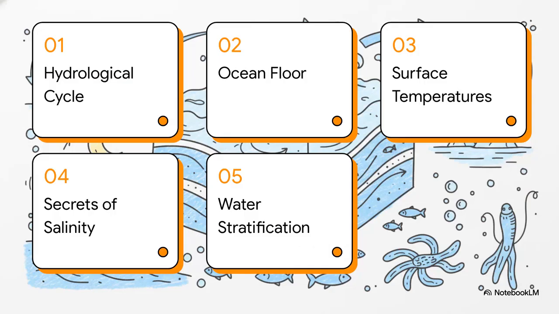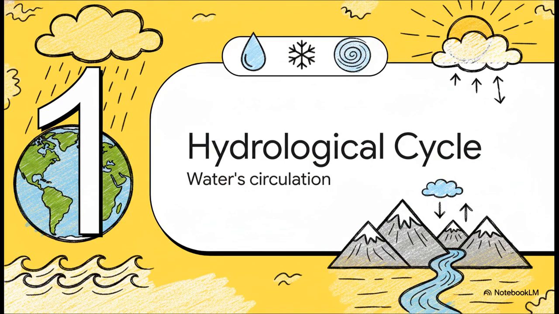Okay, let's dive right into this. Here is our map for today's descent. First, we'll look at the hydrological cycle, then uncovering the ocean floor, ocean surface temperatures, the secrets of salinity, and finally, deep water stratification. All right, starting at the very top, Section 1, the Earth's hydrological cycle. Let's look at how water circulates.